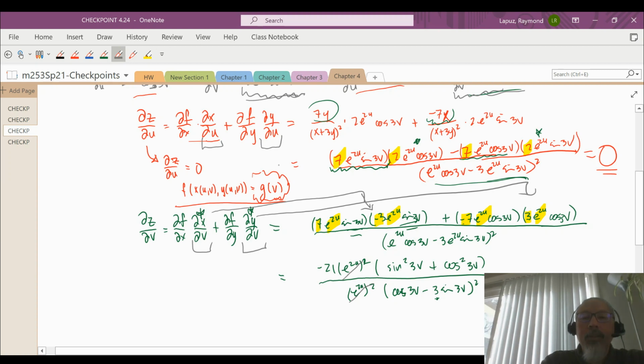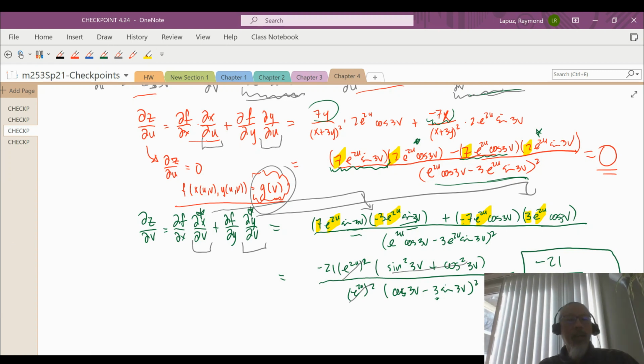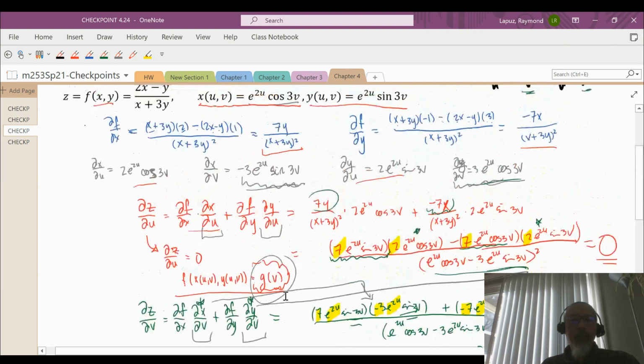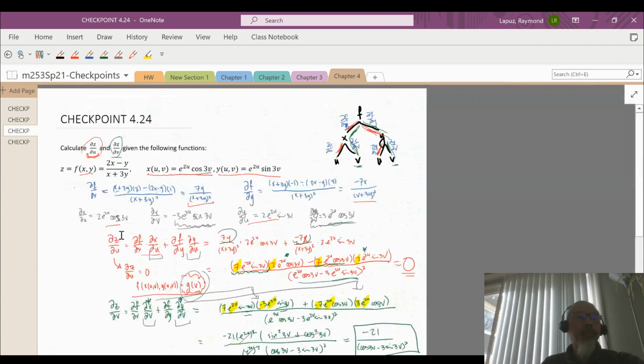So that's the hint from the first derivative that we took. And this thing is equal to 1. And what we have left is not 0, but considerably simpler. We have a constant negative 21 on the numerator, and then we have this cosine 3v minus 3 sine 3v quantity squared in the denominator. Okay, that is your derivative of f with respect to v. And those are our derivatives, and I think we're done with this problem. All right, I hope that helps.